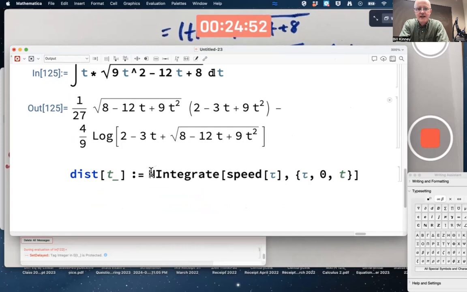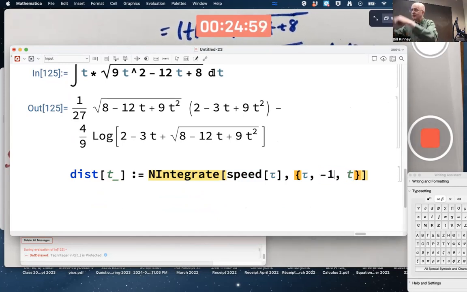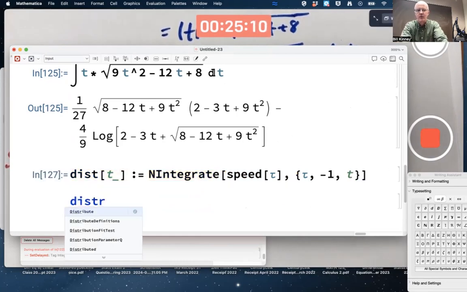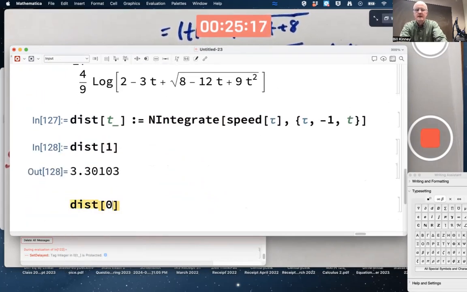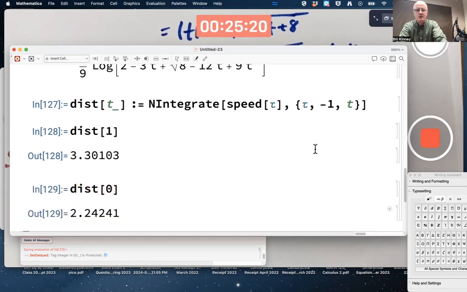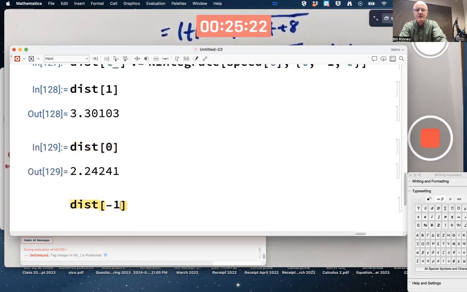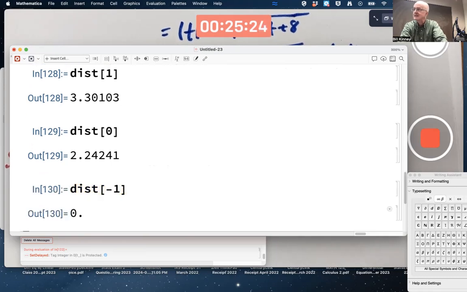This is effectively integrating the speed from, oh, not 0, but -1, sorry. From -1 to t. That's the syntax. But it's doing a numerical integration. It's doing Simpson's rule for any value of t that you want. So for example, over the entire interval from -1 to 1, the distance traveled is about 3.3. Over the interval from -1 to 0, the distance is about 2.2. From -1 to -1, you haven't traveled any distance, 0.